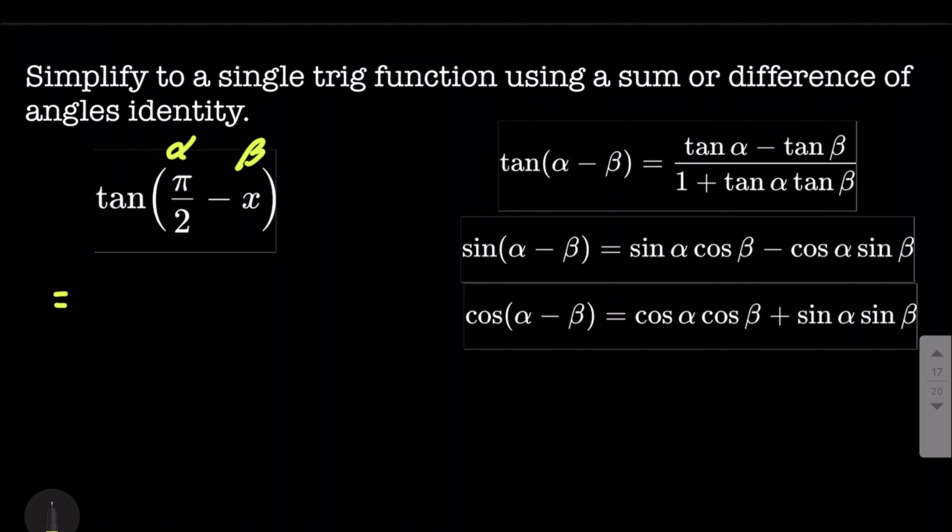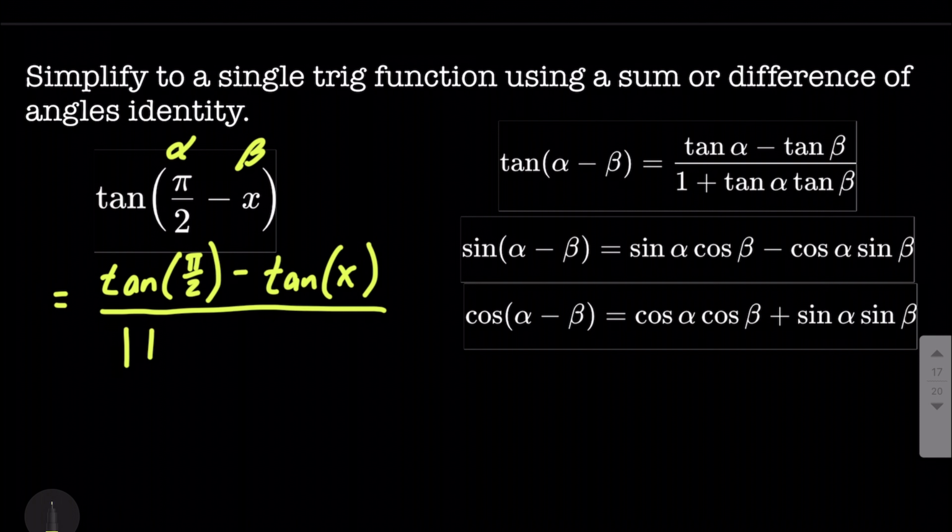So on the right-hand side, what that would be: tangent of pi over 2, that's replacing our alpha, minus tangent of beta. So beta is going to go with x in that spot, over 1 plus tangent of pi over 2 times tangent of x. But let's see what happens when we do this, because we can go ahead and try to simplify down tangent of pi over 2 and see what that works out to be.